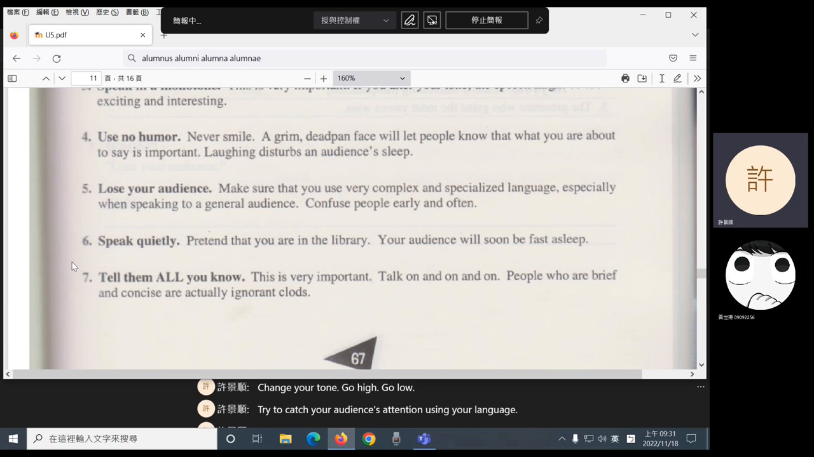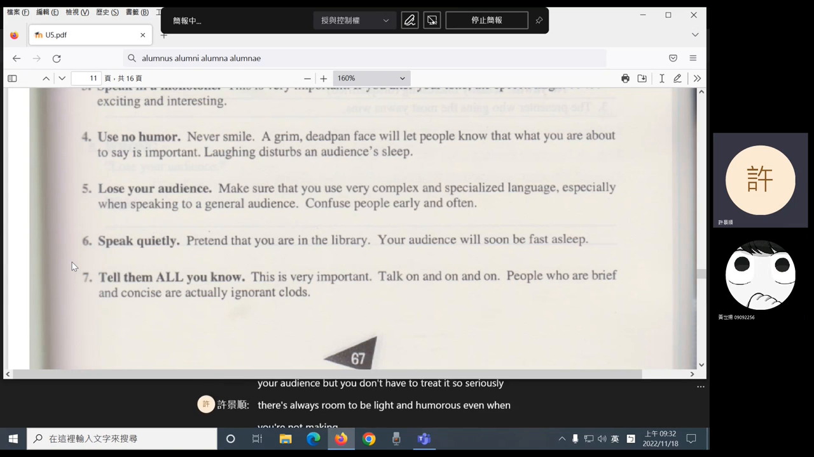Number four, use no humor. You should try to be funny. You don't have to prepare jokes, but you can use a more humorous attitude toward the topic that you are presenting. It could be something important that you're sharing with your audience, but you don't have to treat it so seriously. There's always room to be light and humorous, even when you're not making a joke.